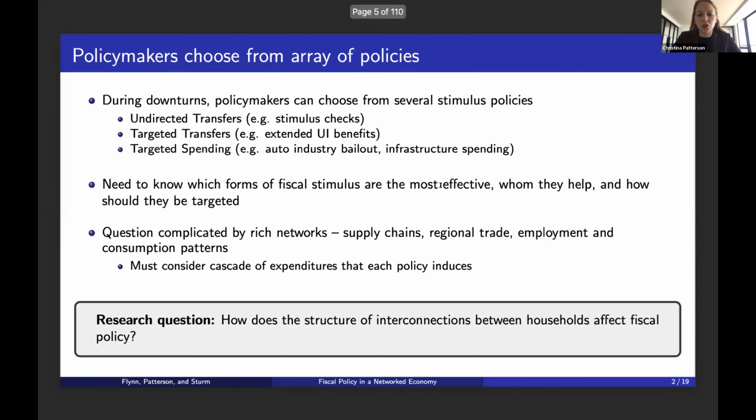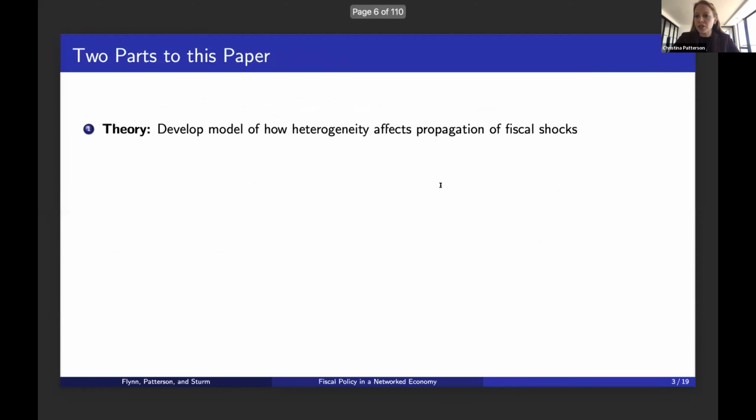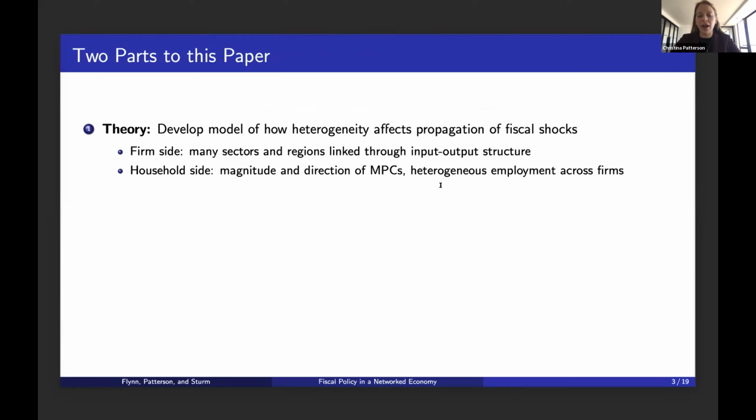So we're going to take up that research question in this paper, and we're going to be asking how the structure of interconnections between households and firms affects the propagation of fiscal policy. We're going to do this in two parts. The first part is going to be theoretical. We're going to develop a model to understand how this heterogeneity affects the propagation of shocks. On the firm side, we're going to have heterogeneity with multiple sectors and regions that are connected through an input-output structure. On the household side, we're going to have heterogeneity in both the magnitude and direction of marginal propensities to consume, as well as heterogeneous employment relationships across firms.